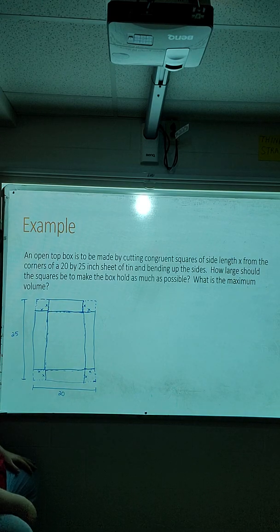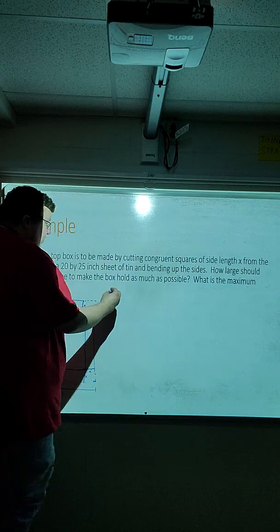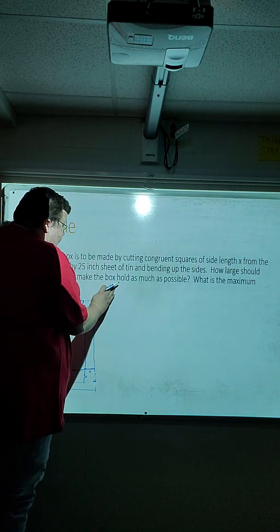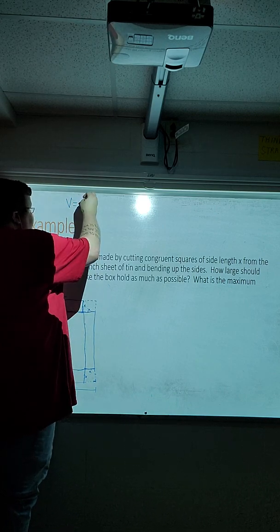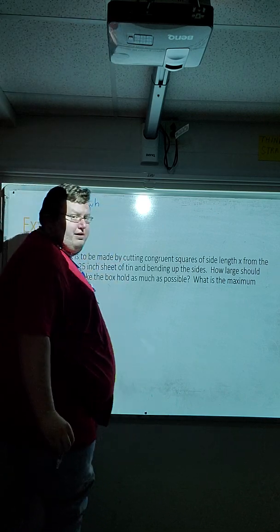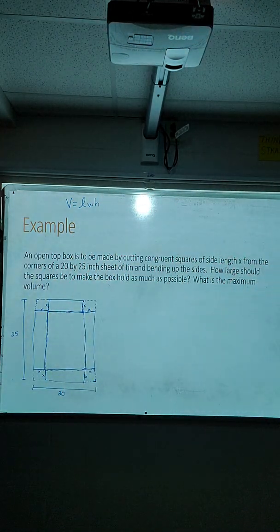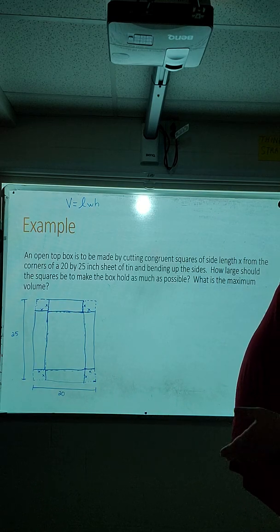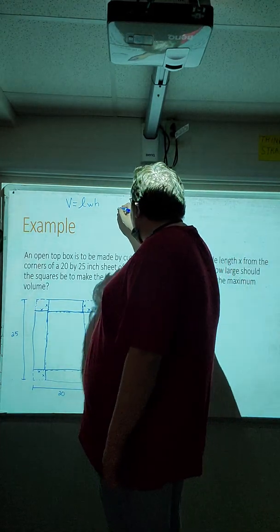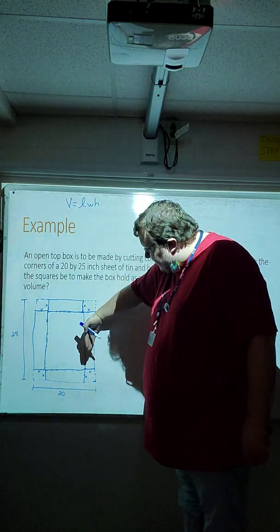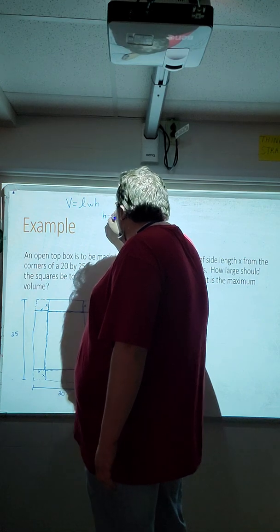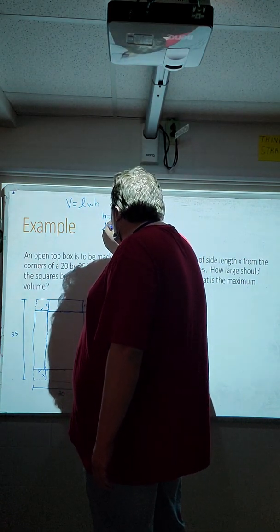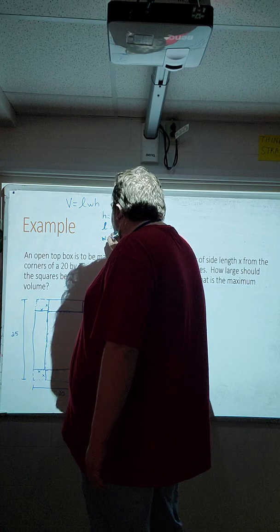So we need to write a formula for the volume of the box. Well, the volume formula, I'm going to write it up here at the top. Volume for a rectangular prism like that is length times width times height. That's my volume formula. I need to write length, width, and height in terms of x. Well, if we're folding up these sides here, the height of the box is going to be x. So h is equal to x.